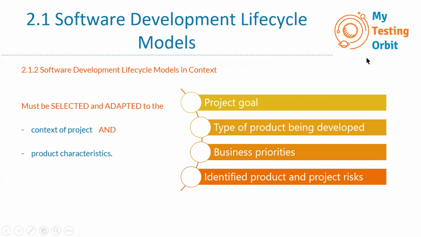In the last session, we covered the common SDLC models. Today we will continue the same topic, but now we will talk about what characteristics we consider when selecting an SDLC model and adapting it. So what is the criteria for that? The high level criteria is that it depends on the context of the project and the characteristics of the product.